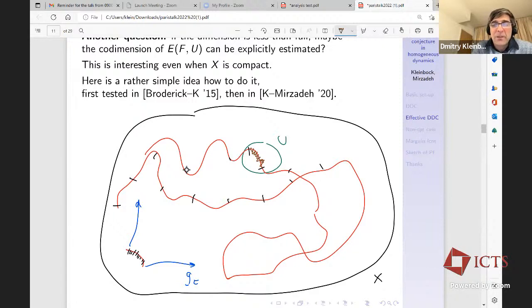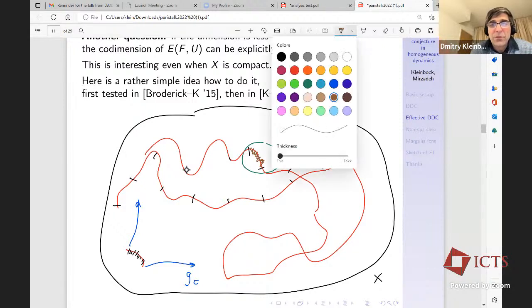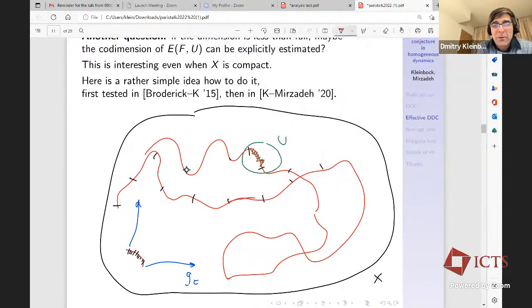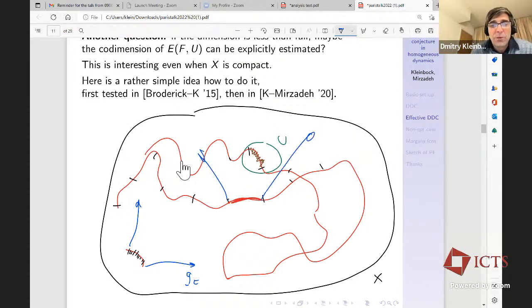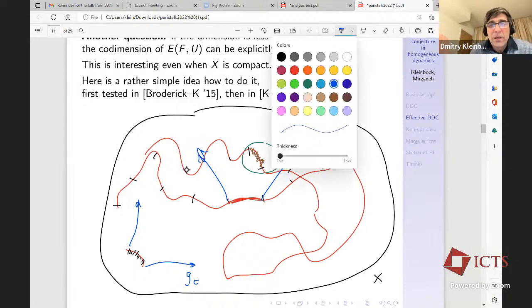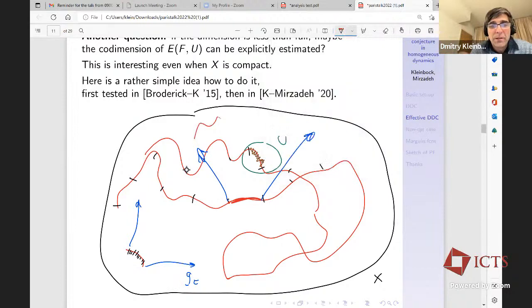And then you look at each of the intervals which are left, for example, this one, and you do the same. You also expand, and again you have the expansion which will go through U, and you keep doing it, and you get some kind of Cantor set, which has positive codimension because you throw away some proportion of intervals. So it's an extremely simple idea, and it makes it possible to get some estimate.